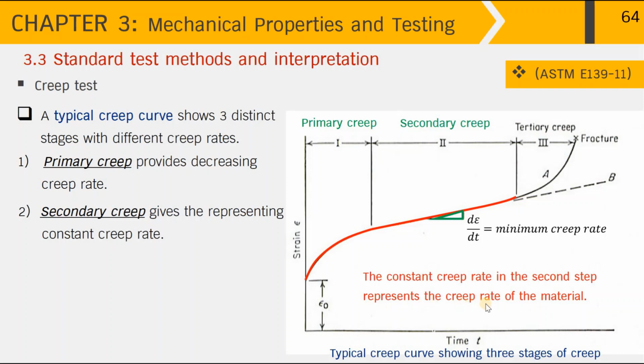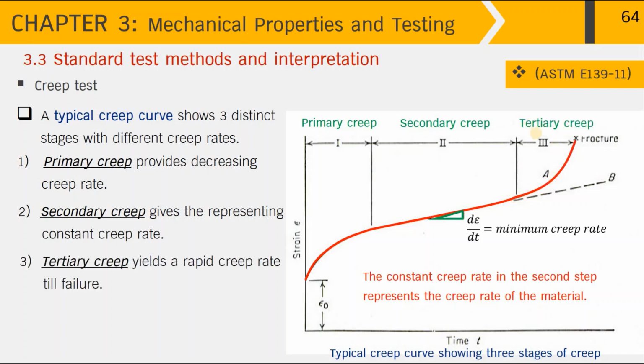And it also represents the creep rate of the materials. Beyond this stage, the materials will proceed to the final stage of tertiary creep, and that will yield a rapid creep rate until failure. As you can see here, the curve rising very rapidly up to failure. So there are three stages of the creep behaviors: primary, secondary, and tertiary.